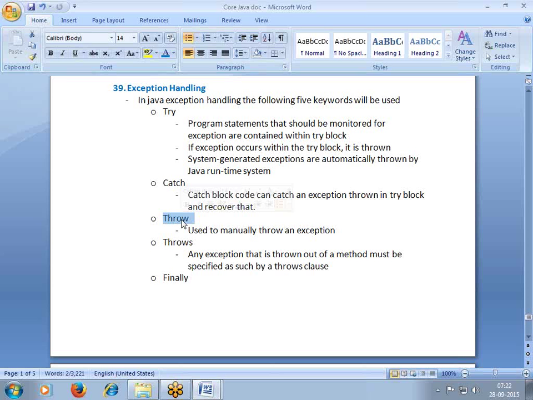Correct? Similarly, if I want to generate an error by code on my own, not by Java, if I want to generate some error intentionally, then we have to use the throw statement. Throws is different. Throw means to generate an error manually, not automatically by Java. Throws means, suppose in any Java method.